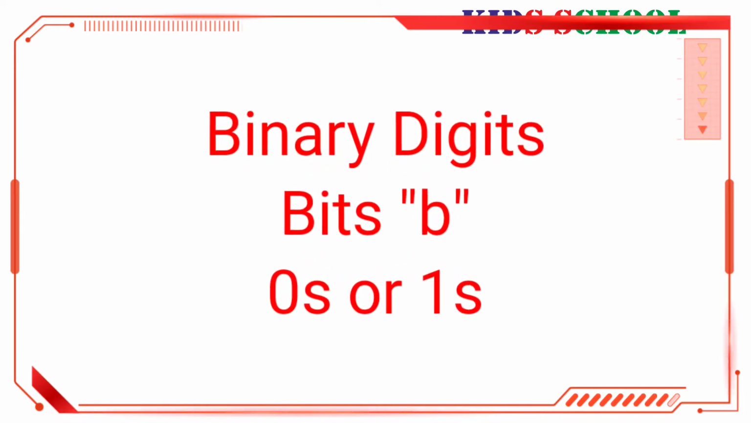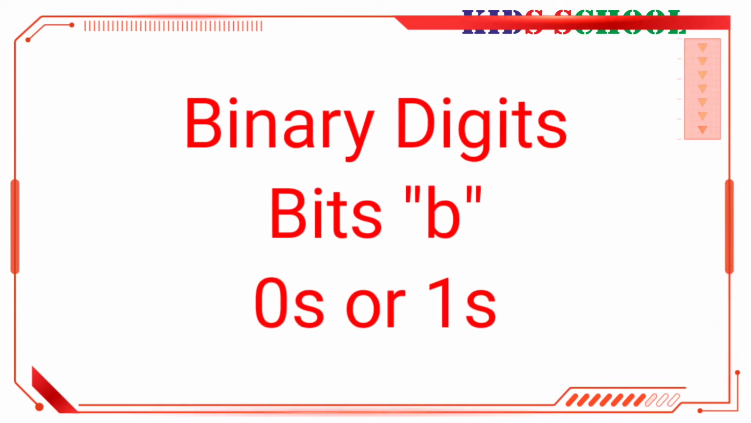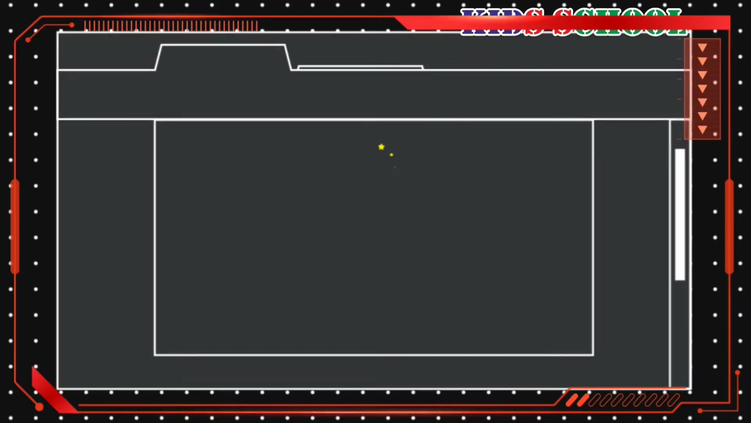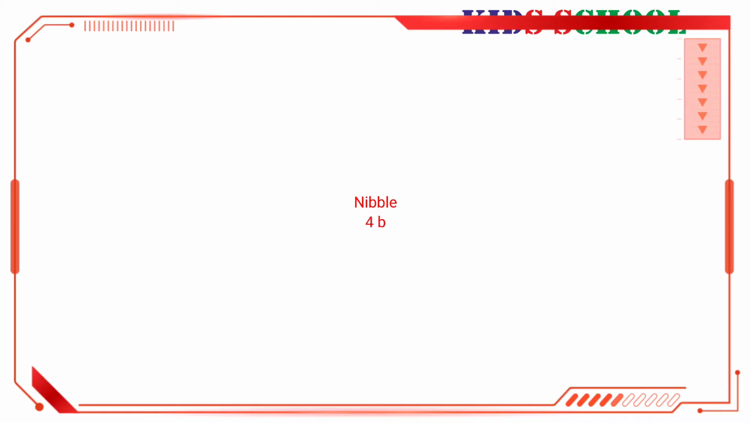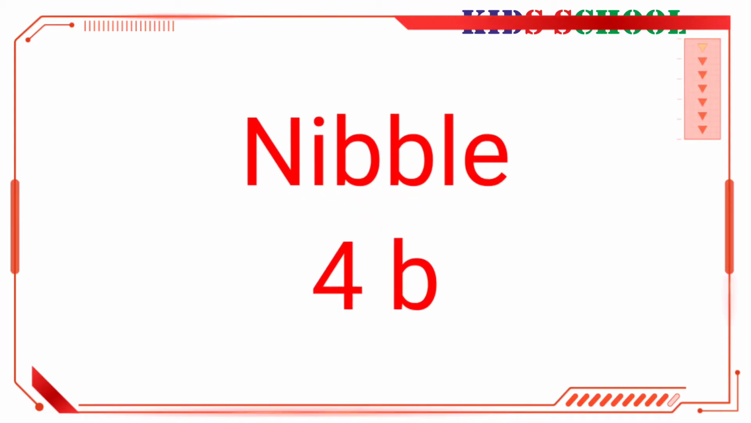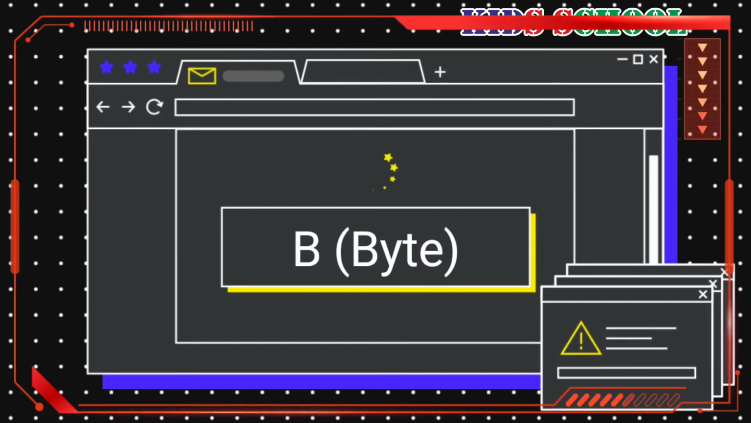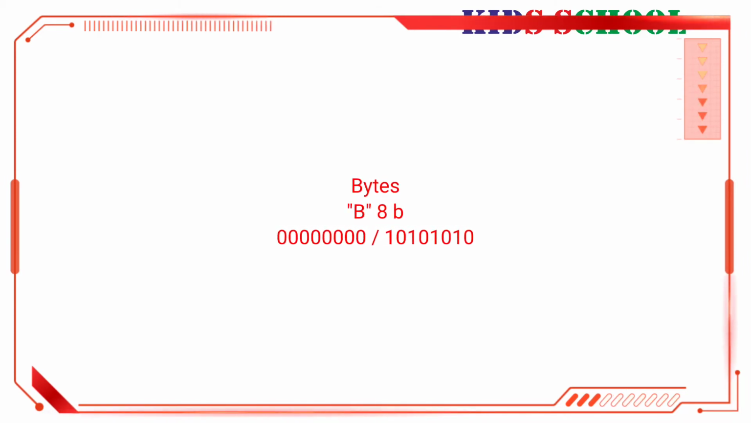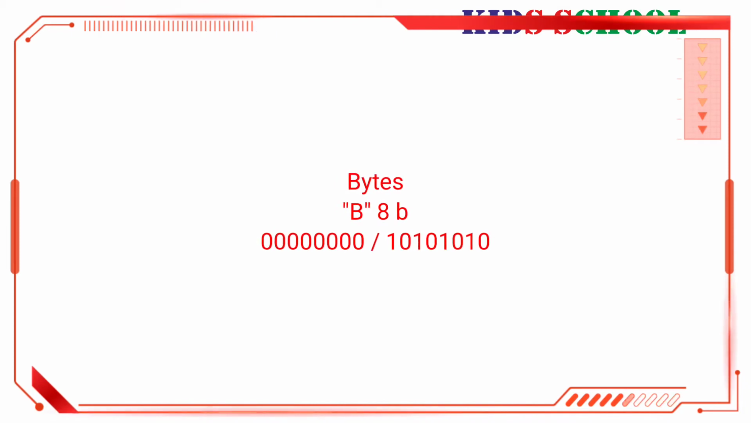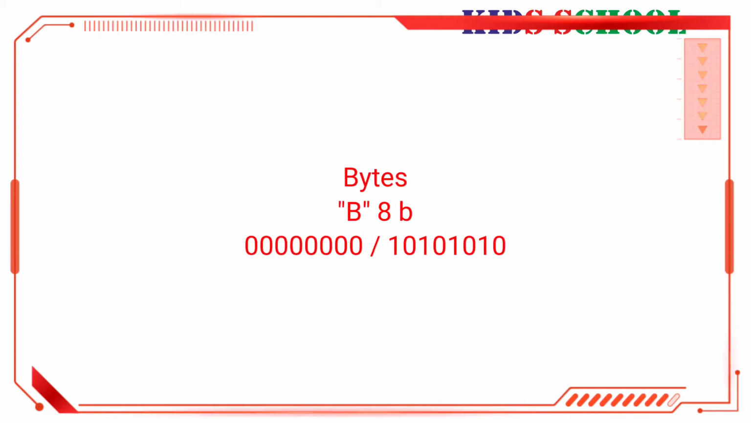A bit is denoted by b. It is the smallest unit of information. The next one is nibble. Nibble is a collection of 4 bits. The next one is byte and its symbol is B. It is made up of 8 bits of information such as 0, 0, 0, 0, 0, 0, 0, 0 or 1, 0, 1, 0, 1, 0, 1, 0. It is denoted by B.